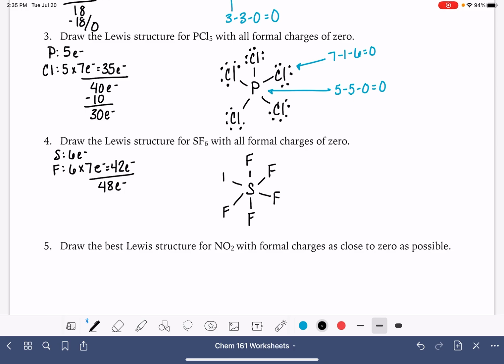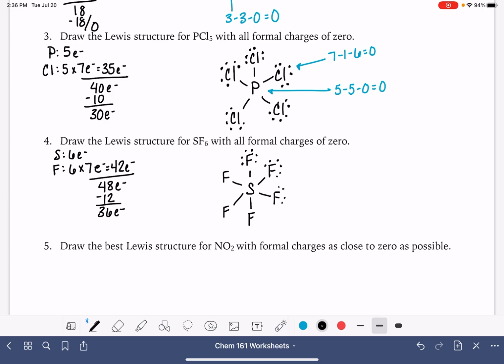Formal charge is going to let us know if the sulfur can handle that. We used 2, 4, 6, 8, 10, 12 electrons to make those bonds. That leaves us with 36 more to go. We're going to work on the octets for the fluorines. Each fluorine atom needs 6 more electrons.